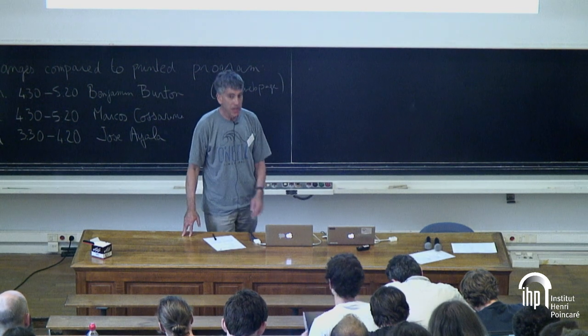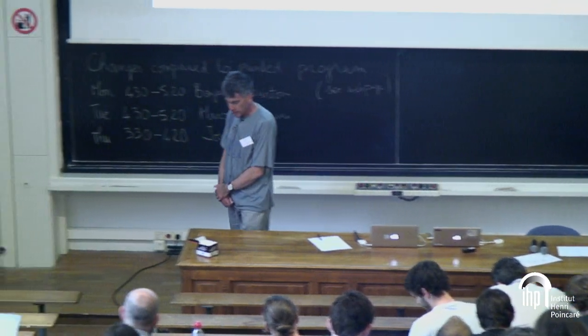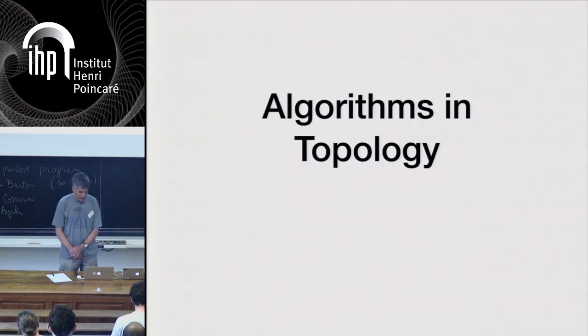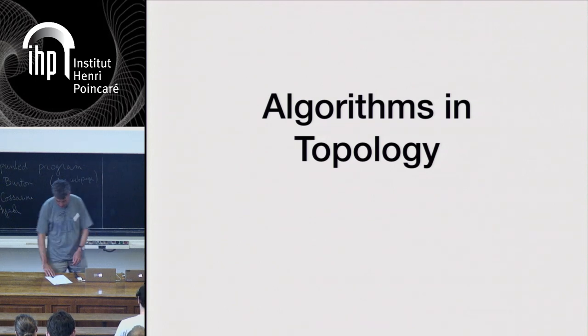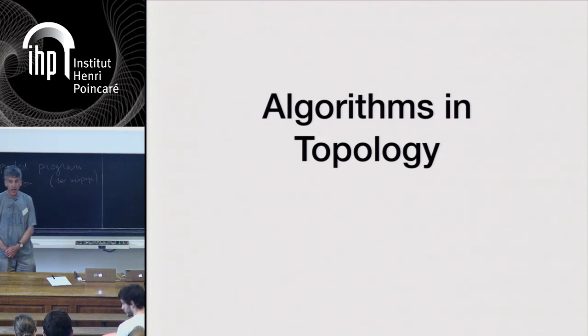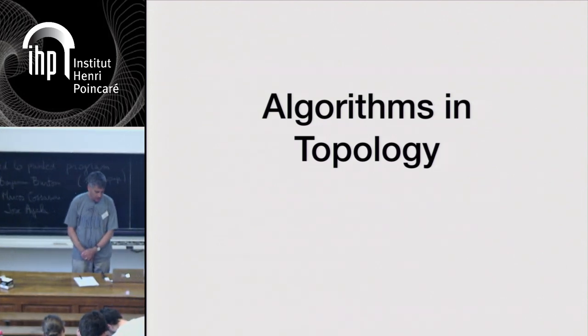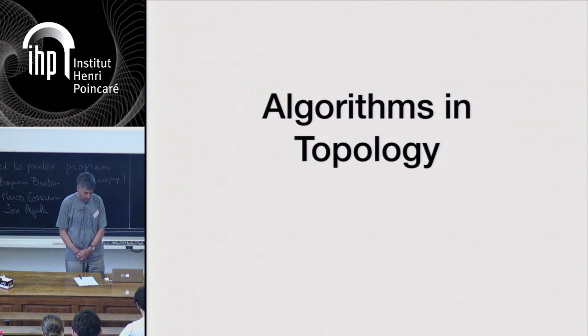My goal for this week is to give some introduction to some of the algorithms that are used for knots and manifold recognition, mostly based on the work that came out of Haken's ideas. But today I want to give some history of how some of these things evolved, particularly in the 50s and 60s.